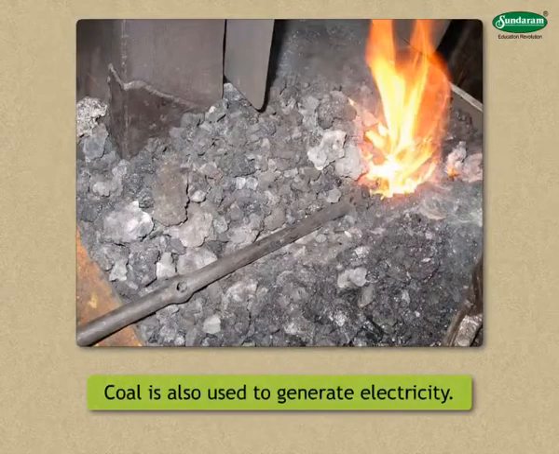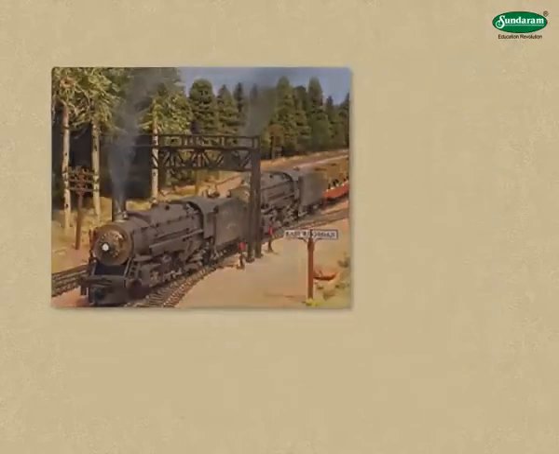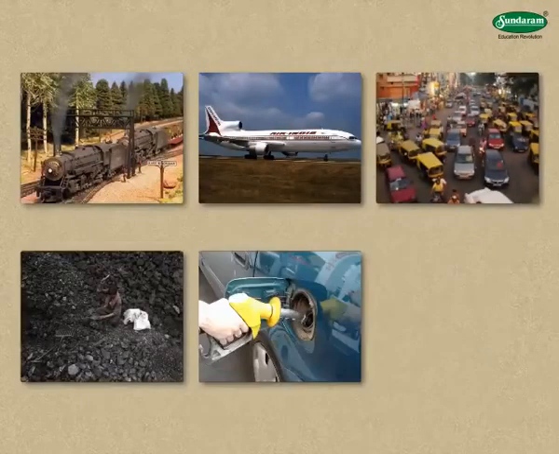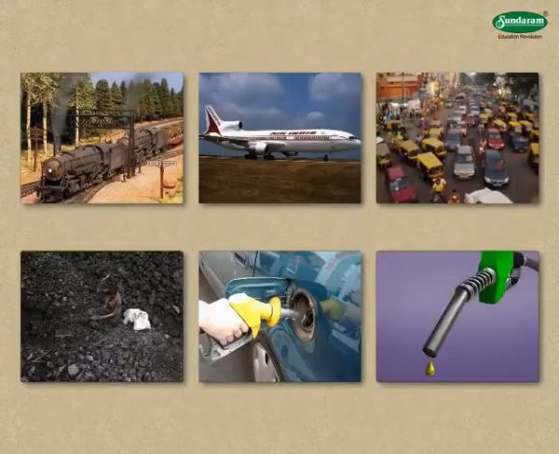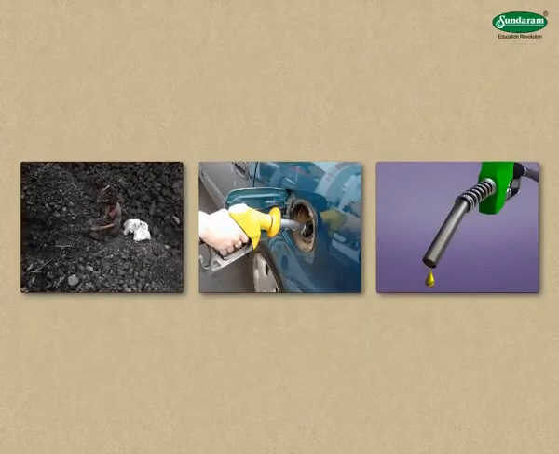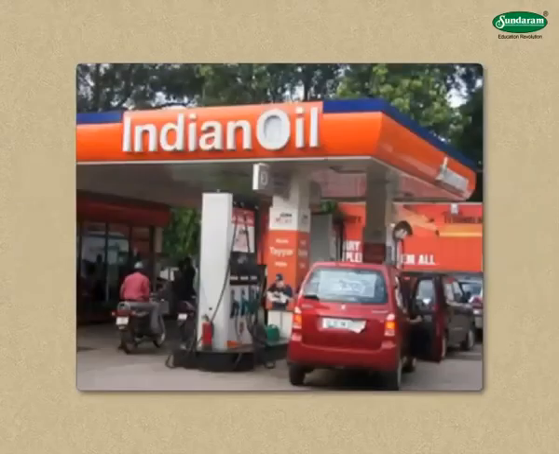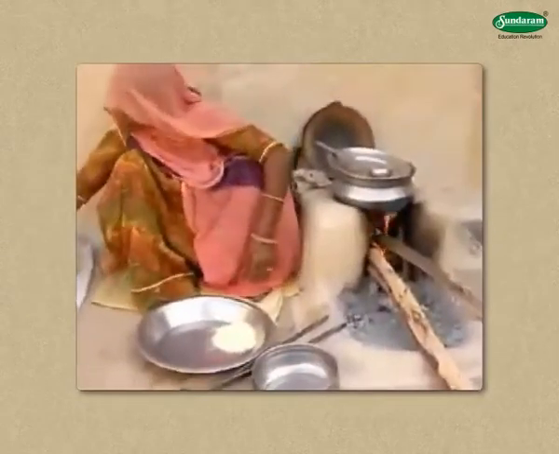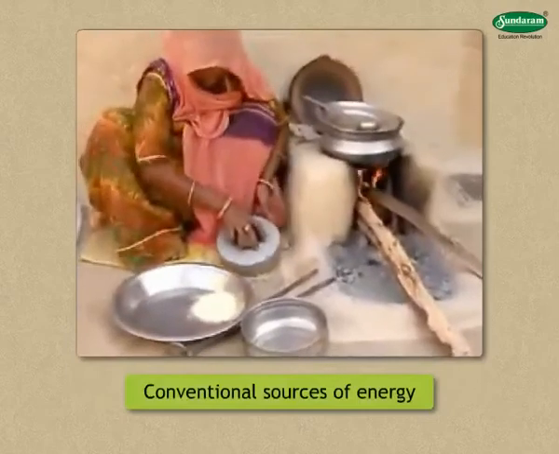Coal is also used to generate electricity. Trains, aeroplanes, motor vehicles run on coal, petrol and diesel. At present, these are very important sources of energy. We have been using all these sources of energy as fuel since a long time ago. That is why they are known as conventional sources of energy.